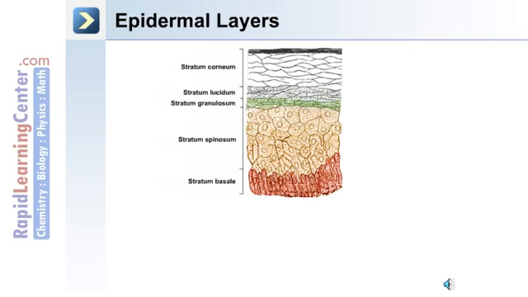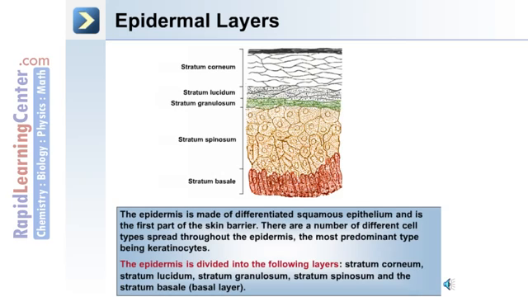Now let's discuss the different layers of the epidermis. As shown in the image here, the epidermis is made of 5 layers. The stratum corneum on the surface, the stratum lucidum, the stratum granulosum, the stratum spinosum, and the stratum basale, or the basal layer. There are a number of different cell types spread throughout the epidermis, the most predominant type being keratinocytes.